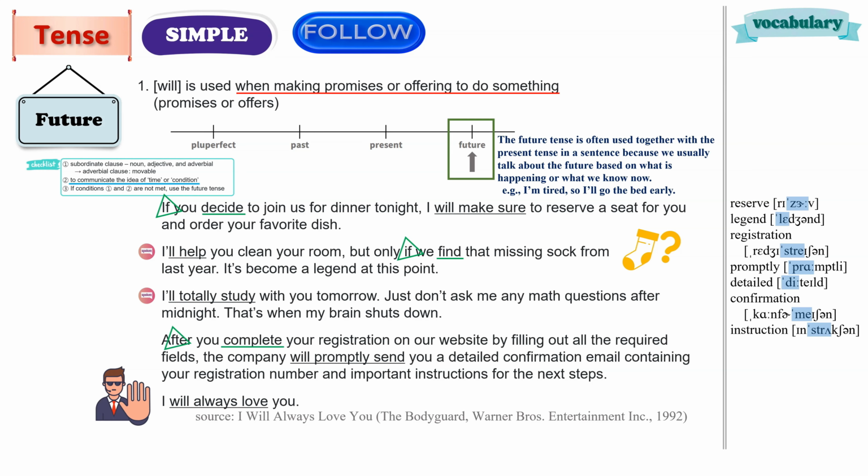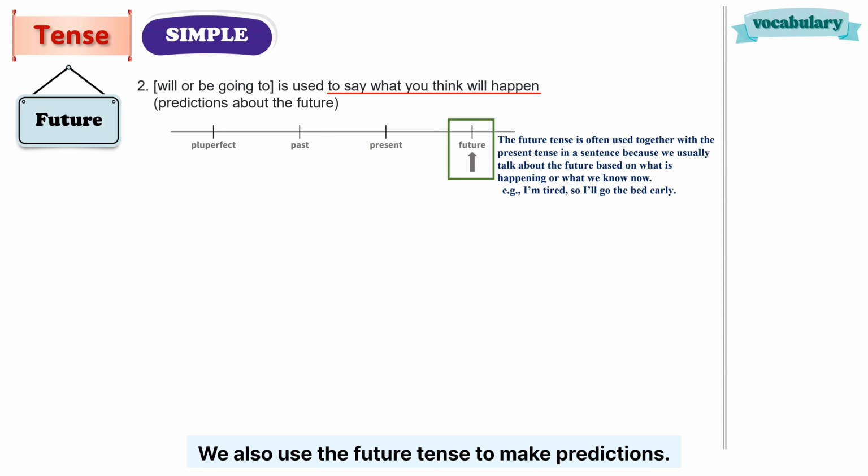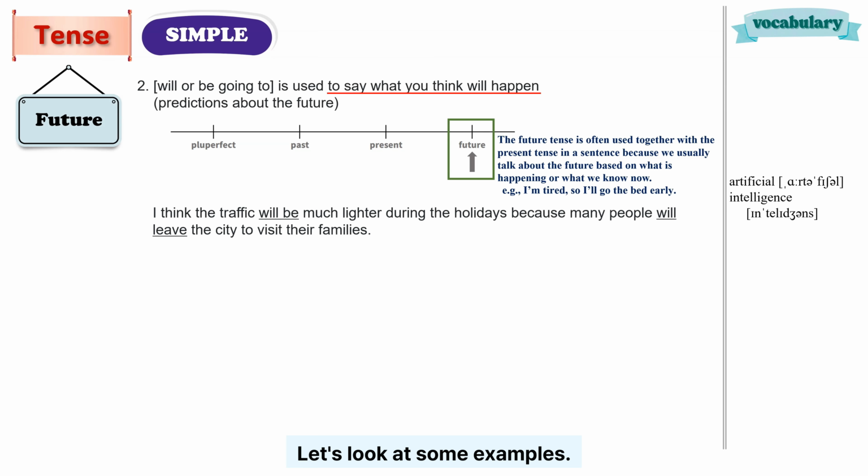After you complete your registration on our website by filling out all the required fields, the company will promptly send you a detailed confirmation email containing your registration number and important instructions for the next steps. We also use the future tense to make predictions. That seems obvious, right? Again, there's no need to memorize each usage individually, just understand the logic. Let's look at some examples.